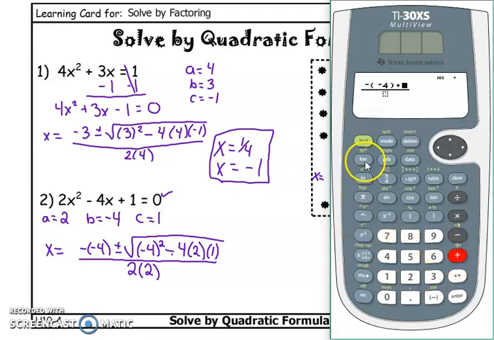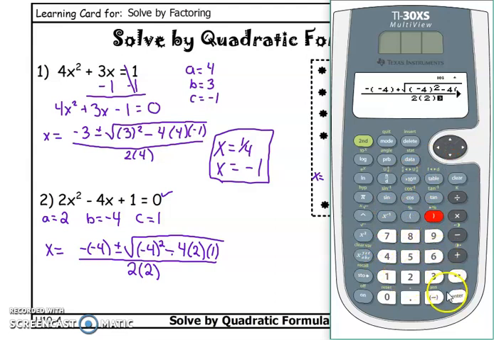plus my square root. And then we're going to do parenthesis, our -4 squared, minus, all the way on the right-hand side, 4 times 2 times 1. And then arrow down to the denominator because it's all going to be divided by 2 times 2.